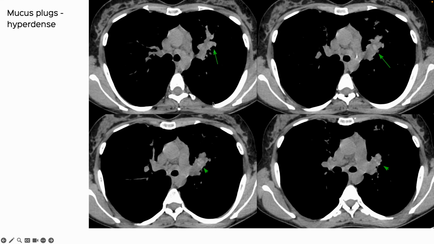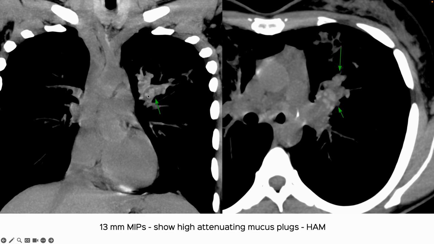But if you look at the soft tissue images, and that's very important whenever we have mucus plugging, we can see these hyperdense foci within the areas of mucus plugging. And if you use MIPs, and here I've used 13, but anything between 5 and 15 should be fine, you can see that most of it is hyperdense. So these are high attenuating mucus plugs, or HAMs.